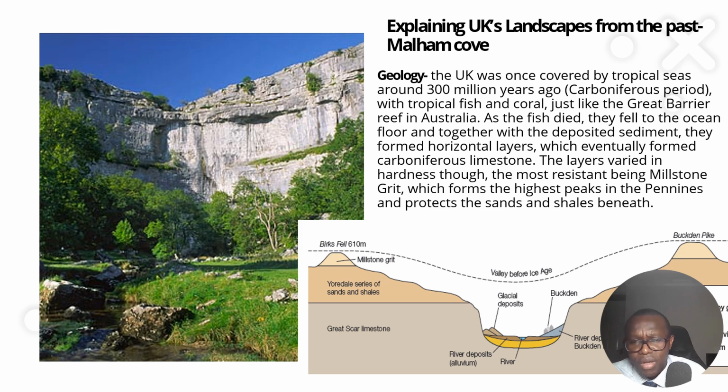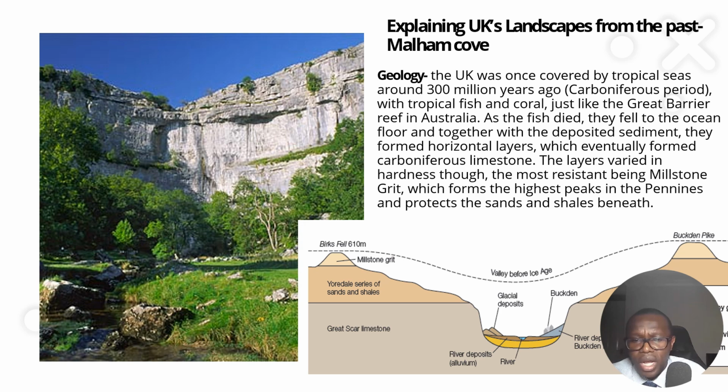The layers, however, will vary in hardness, and the most resistant of these layers is the Millstone grit, which forms the highest peaks in the Pennines and will protect the sands and the shells beneath. Now, as you can see in this cross section on the slide, the Millstone grit is the one right at the top, and that is the most resistant. And then we go on to the shells and the sands below, and those ones are less resistant and have eroded faster.